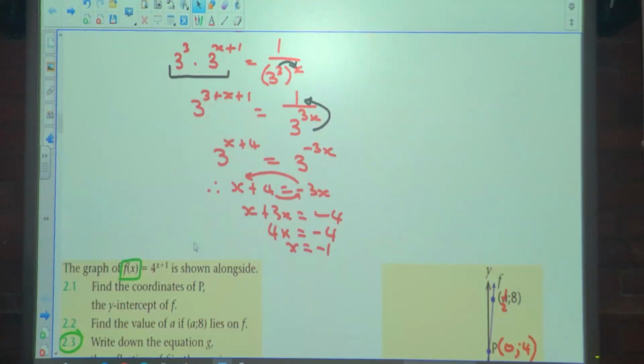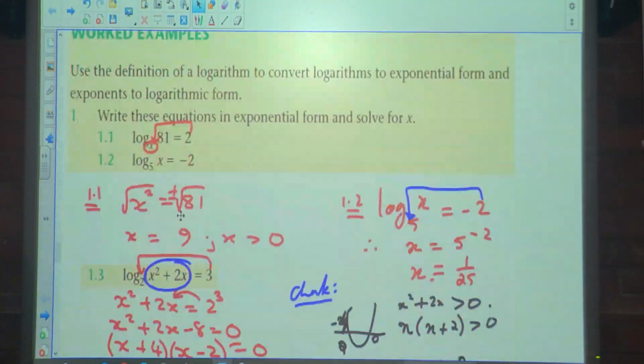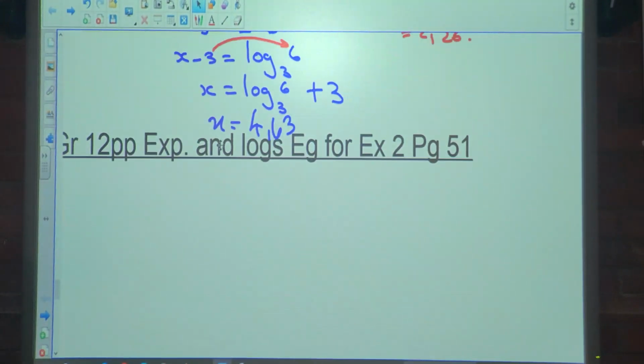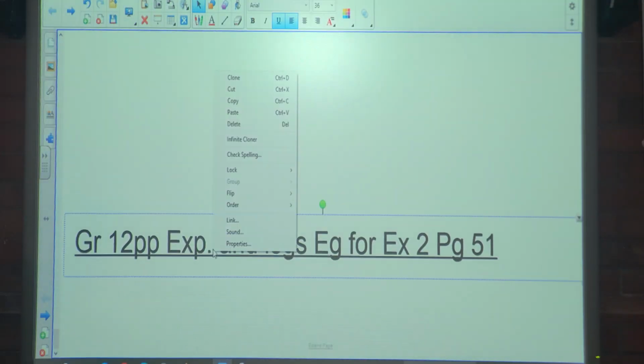I can't find my textbook now, I'm not going to look for it. There we go. We're on the next page.